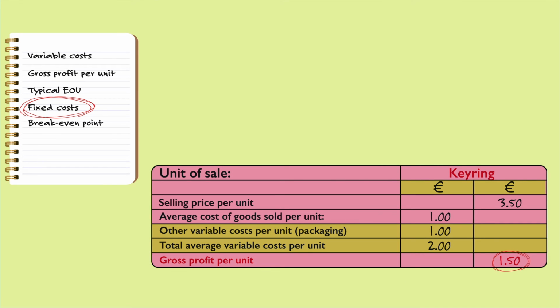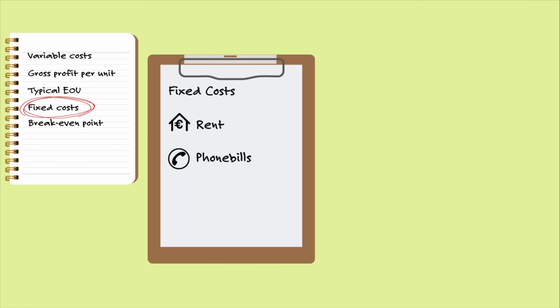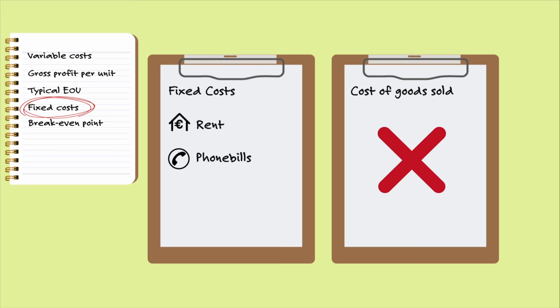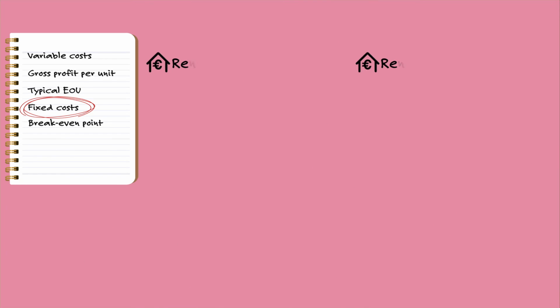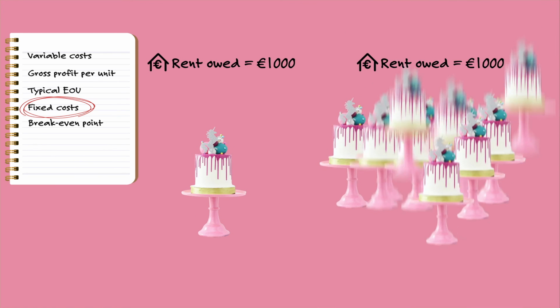Fixed costs do not change based on sales. Therefore, they are not included in the economics of one unit. Costs such as rent and phone bills are fixed costs. These are not included in your cost of goods sold because they are not direct costs incurred by creating the product or service. A cake shop has to pay the same rent each month, whether it sells 1 cake or 15 cakes.